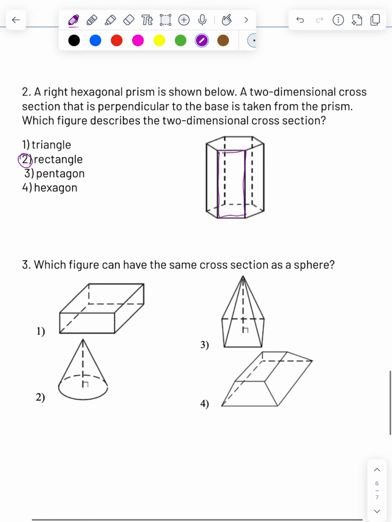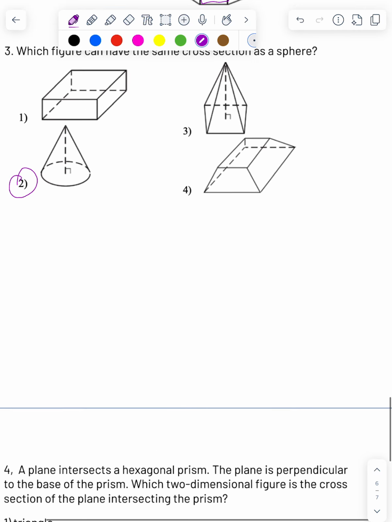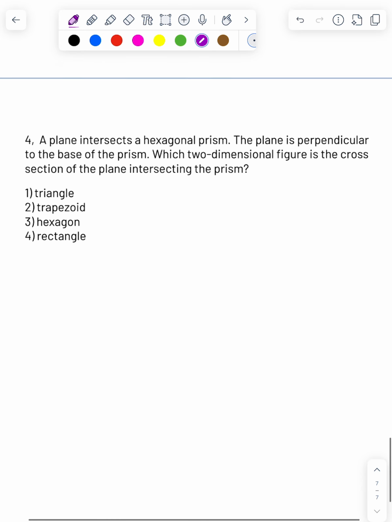Which figure can have the same cross-section as a sphere? The cone has a circular base, so if you slice parallel to the base, you can get a circular cross-section, which is the same as a sphere. The cross-sections of a sphere are circles, as you might have guessed.